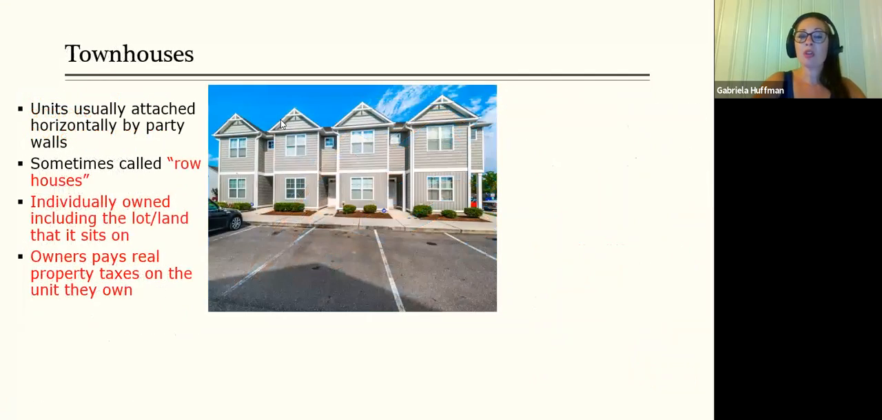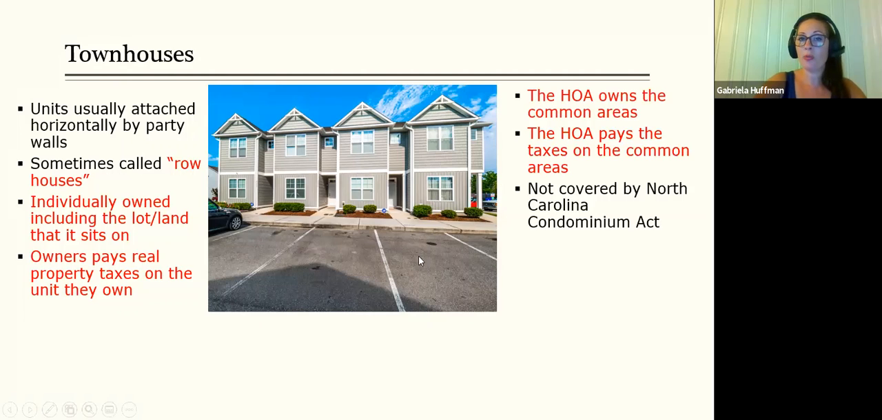Townhouses are sometimes called row houses. So here's the difference between condos and townhouses. With the townhouse, you own the unit itself plus the land that it sits on. So you get a little front yard, a little backyard. Therefore, the owner will pay taxes on the property that they own. And the HOA owns the common areas, therefore they will pay the taxes on the common areas. They do not abide by the Condominium Act because these are townhouses.